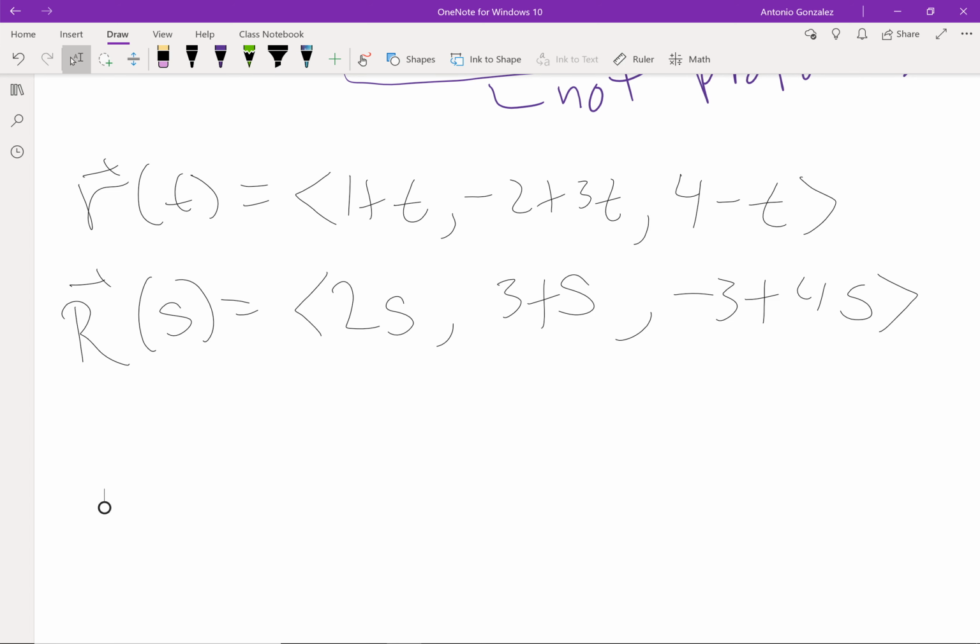So if we want to ask, do these intersect, what does that mean? That means do they have a point in common? In order to determine that, we want to see for what values of t and s the x functions are the same, the y functions are the same, and then the z functions are the same. Negative 3 plus 4s.